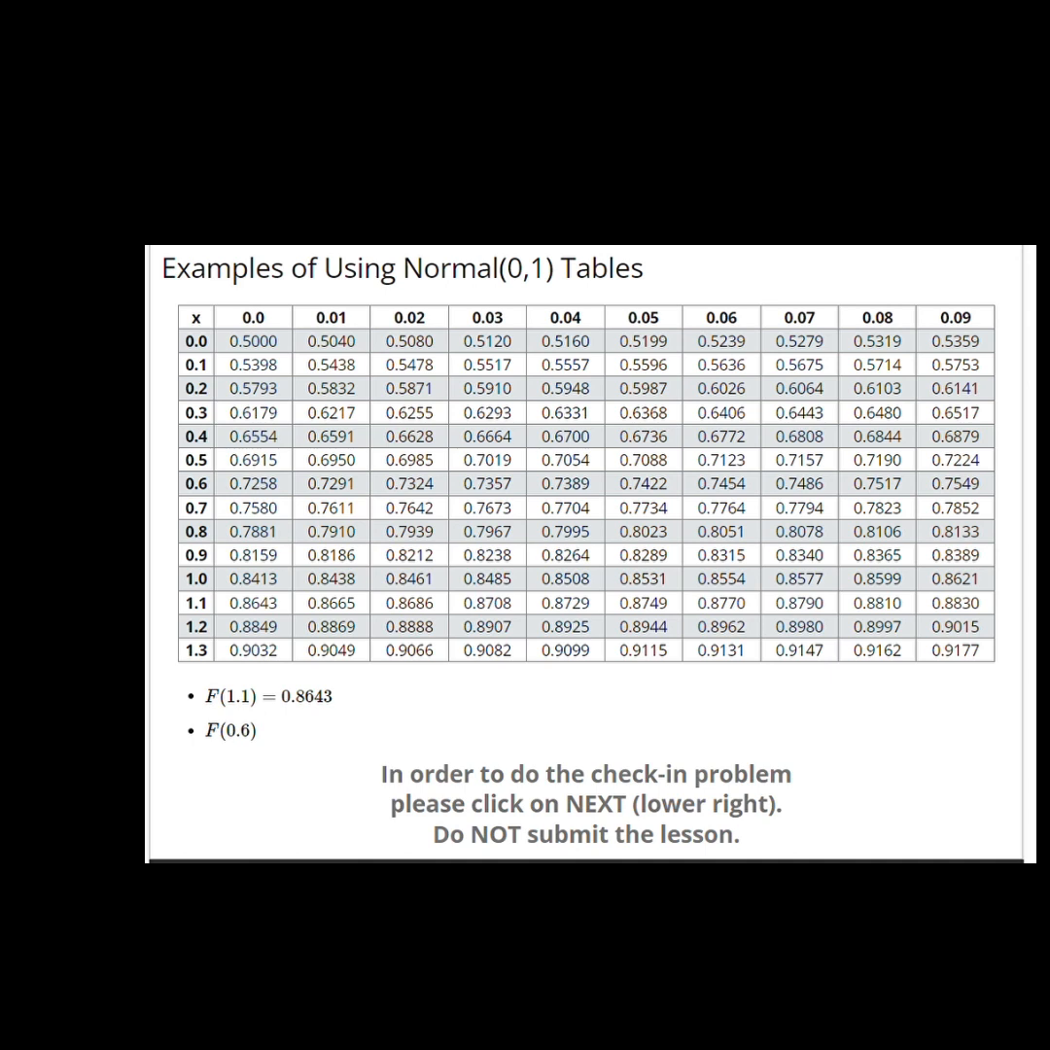What about F of 0.6? Well, that's almost the same argument. Look opposite 0.6, below 0, and we see 0.7258.